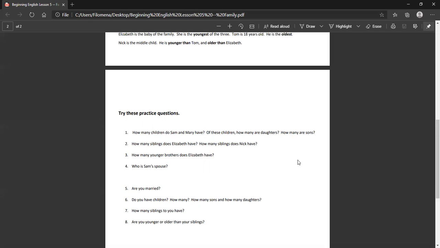How many younger brothers does Elizabeth have? Well, Elizabeth is the youngest. So Elizabeth does not have any younger brothers. She has no younger brothers. So you would say Elizabeth has no younger brothers, or she has none.